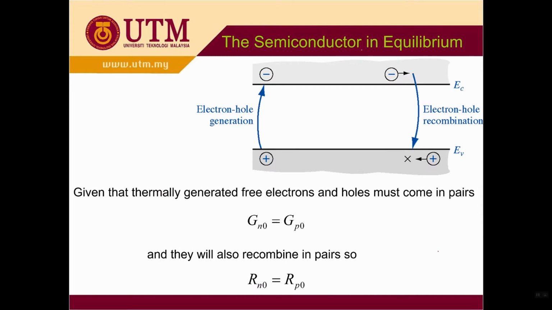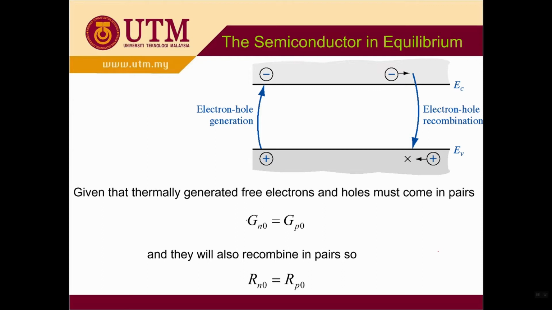Let's look at the semiconductor in equilibrium. You can see here how electrons and holes are generated and how they recombine. If the electron has enough energy, it will jump to the conduction band, leaving behind a hole. When it loses energy, the electron will fall down to the valence band and recombine with the hole. Thermally generated free electrons and holes must come in pairs, so when you generate electrons, you also generate holes.